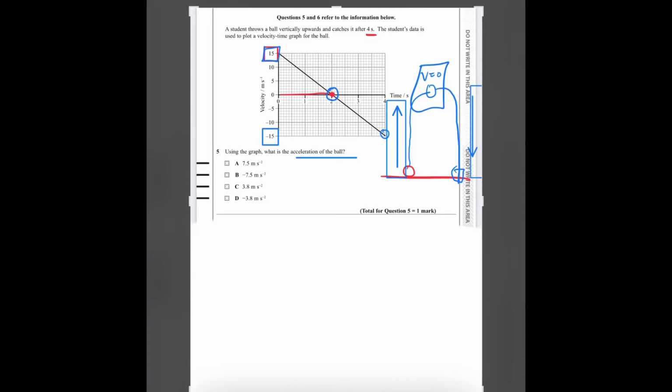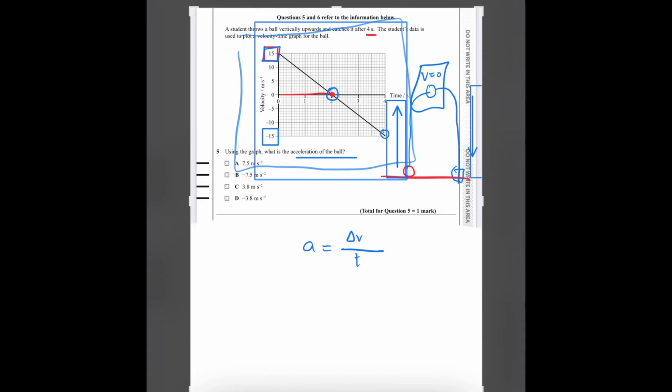So what is acceleration? Basically, acceleration is change in velocity by time. What is the gradient of this graph? The gradient of this graph is change in velocity by time, so the gradient would give acceleration. So the change in y by change in x, right?